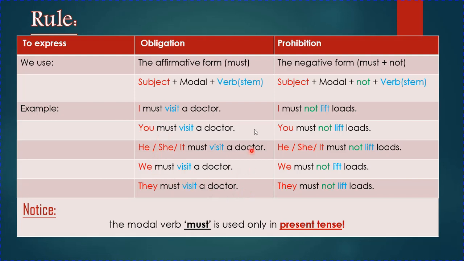Now we move to the prohibition. So to express prohibition we use the negative form, must plus not. And the order is subject plus modal plus not plus the verb. Okay, for example, I must not lift loads.